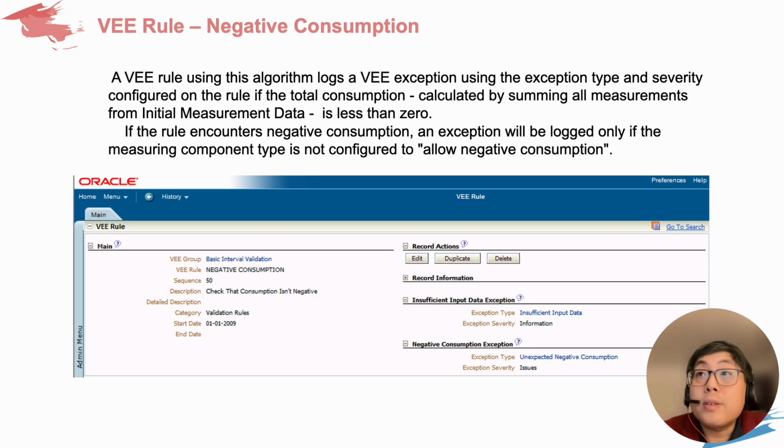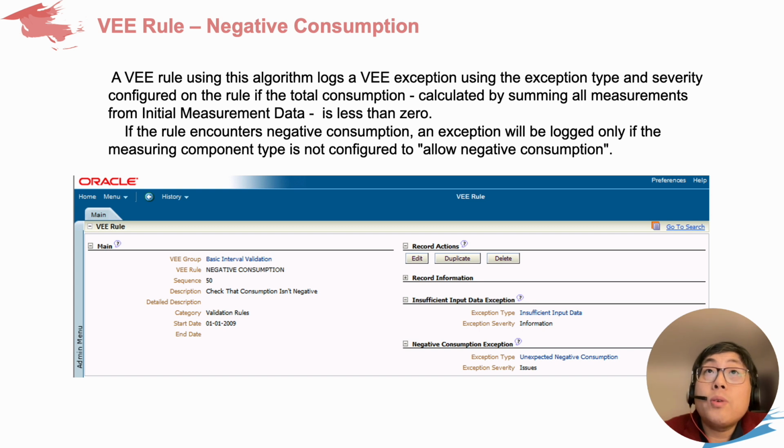Another one is negative consumption. As we know, the meter goes forwards. It's very rare that we are going to see a negative consumption, so very often you want to make sure there's no negative consumption happening. Now we have seen three rules which can technically all do negative consumption validation: the high-low check, zero consumption, and negative consumption.